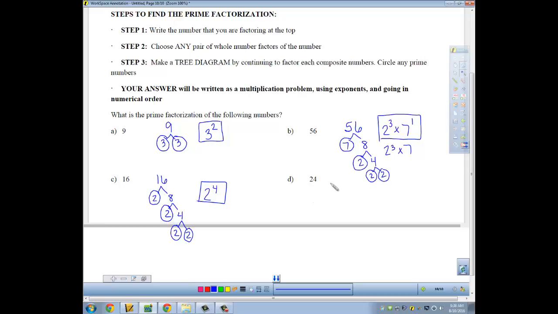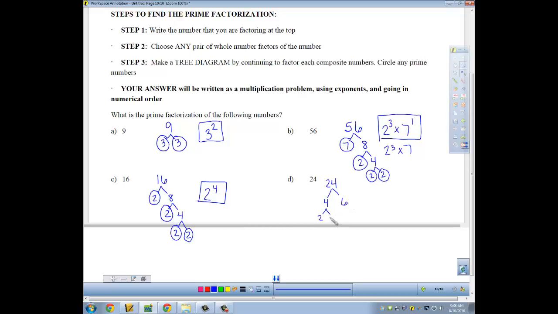Part D, 24. And when you come up with your numbers to factor it into, for instance, part D, we could choose 4 and 6. We could also choose 2 and 12. We could choose 8 and 3. It doesn't matter what you pick as long as those two numbers multiply to get the number we're trying for. So I'm going to use 4 and 6. Neither of these two numbers are prime. They're both composite. So I'm going to keep factoring 4.